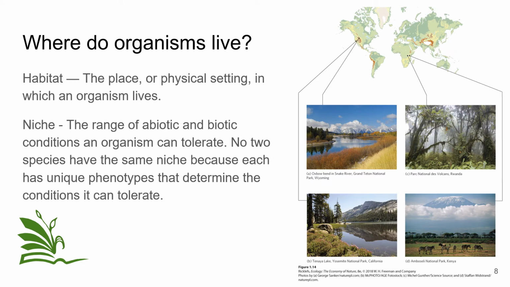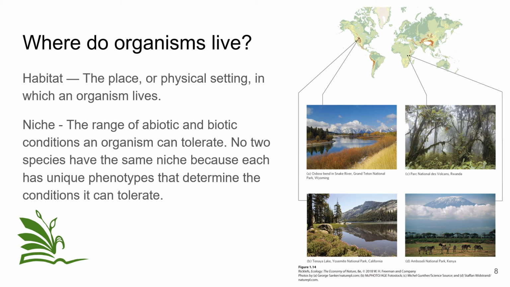Okay, so the next and last question I want to ask in this little video is, where do organisms live? And I know that earlier in this module we've talked about geographic distribution and range, and this is a different question. So when I'm talking about where do organisms live, in some cases it's about geographic distribution, but in this particular situation I want to talk about two terms, habitat and niche. The habitat is the place or the physical setting in which an organism lives.